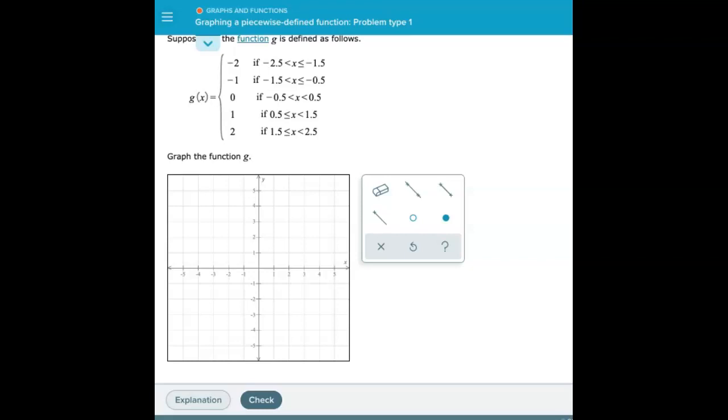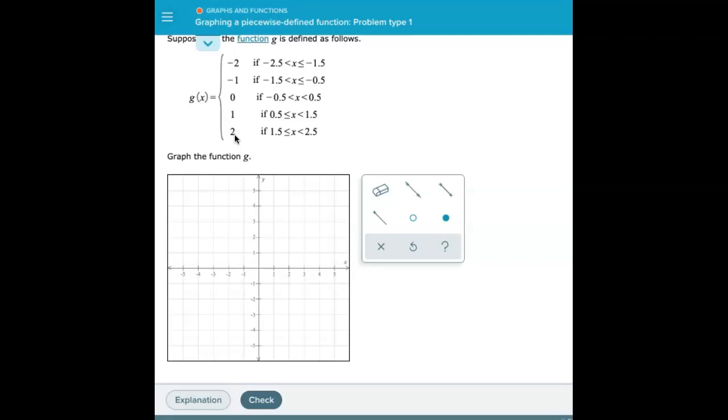Hi everyone! The purpose of this video is to demonstrate how to graph a piecewise defined function on ALEKS. And this happens to be problem type 1. And usually I tell my students to graph these functions on paper first before graphing them on the computer right into ALEKS. However, for a piecewise defined function like this, where you can see that every output is just a number, I think you probably would be okay graphing it on ALEKS right away.